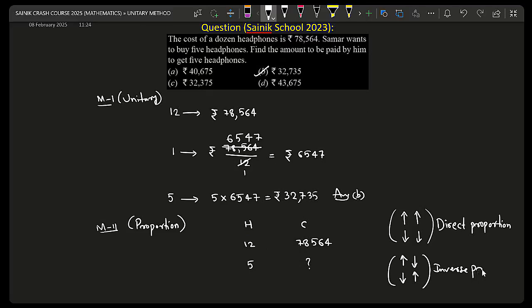Now, according to this, number of headphones and the cost are in direct proportion or inverse proportion? If the number of headphones increases, cost will increase or decrease? Abhiday, you're not audible. Shriyansh, can you continue from here?